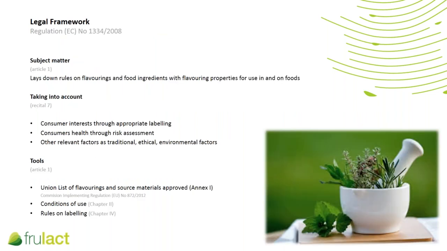So, regarding the flavoring regulation, it laid down the rules on flavorings and food ingredients with flavoring properties for use in and on foods. It takes into account the consumer interest through appropriate labeling, the consumer health through risk assessment, and other relevant factors such as traditional, ethical, or environmental factors. It gives us some tools, like the union list of flavorings and source materials approved. It's laid down in Annex 1 of this regulation, the conditions of use, and rules of labeling.